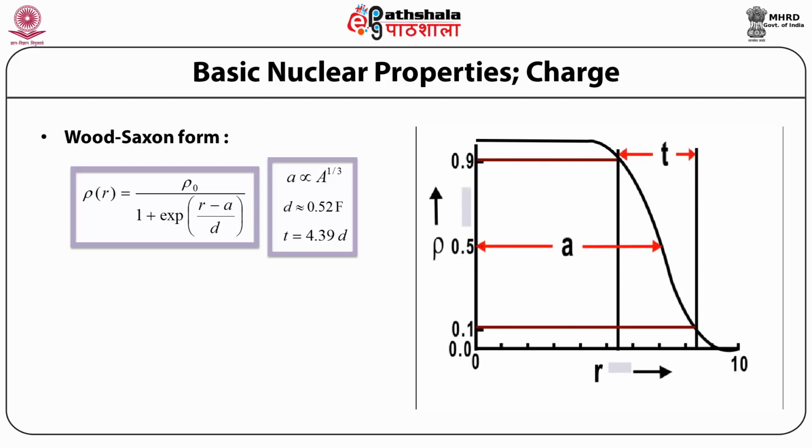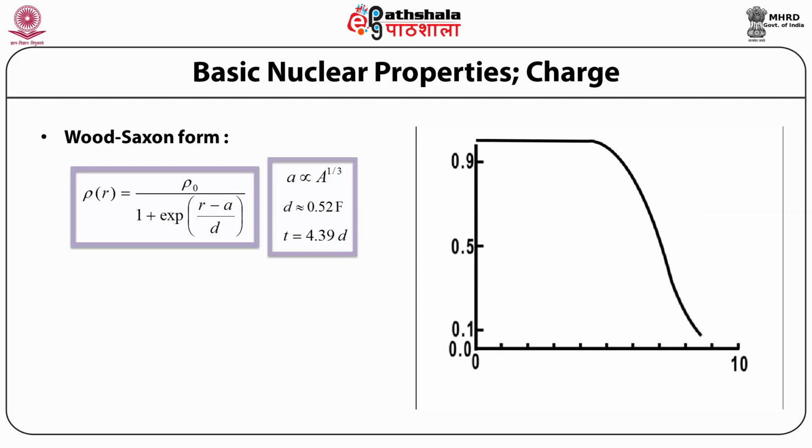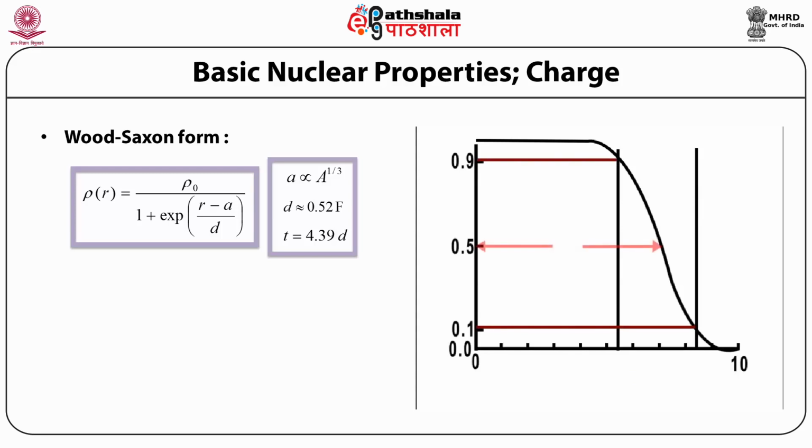Now the r, a and d are basically shown in the right hand side picture. So in the picture we can see what is a, what is t, and what is d. All these things have been clearly marked here. In this picture we can see that on the y-axis we have plotted the charge density, and on the x-axis we have plotted r, that is the distance from the center of the nucleus.